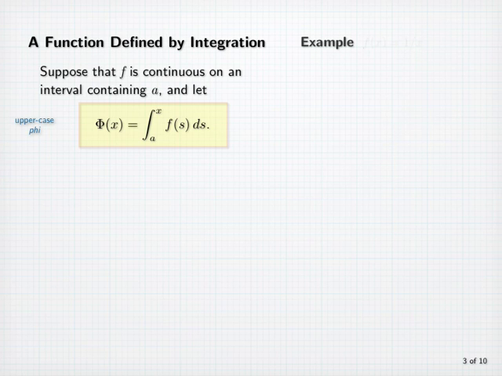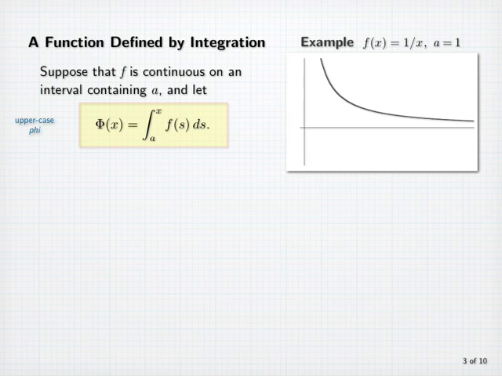For example, let f of x equal 1 over x and a equal to 1, then phi of x is equal to the integral from 1 to x of 1 over s ds. If x is between 0 and 1, notice that the integration is from right to left, and so we have a negative value for phi of x. If x is greater than 1, then the integration is from left to right, and so we have a positive value for phi of x.